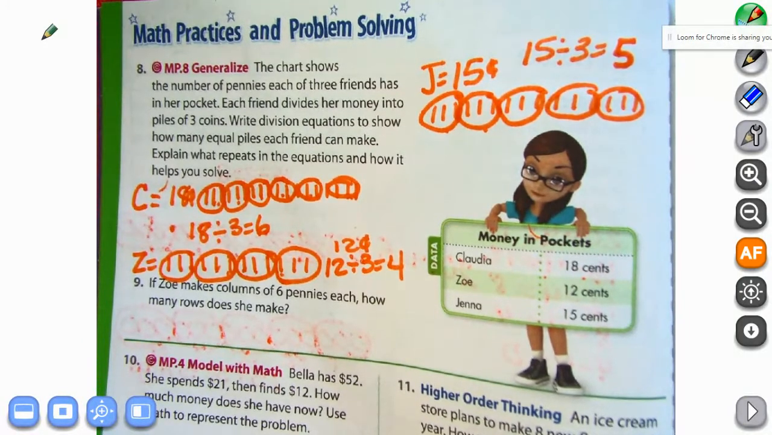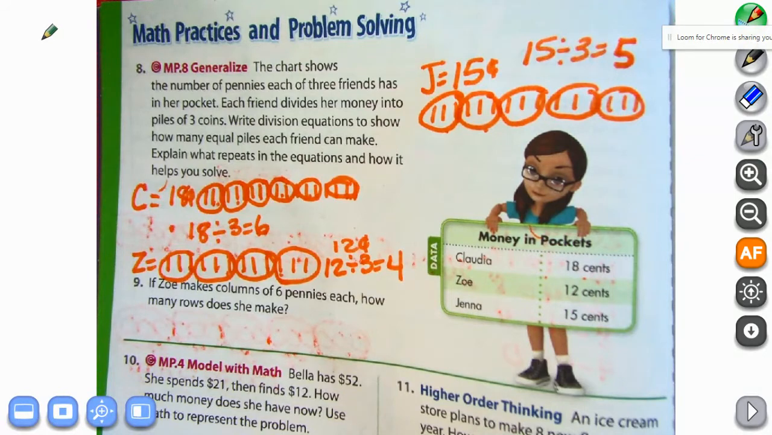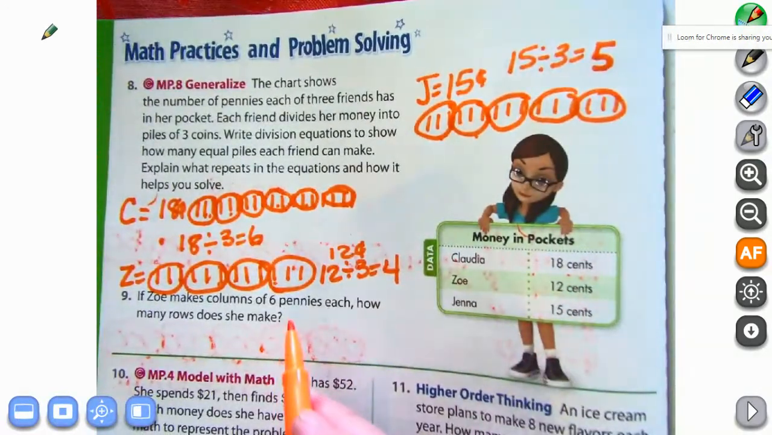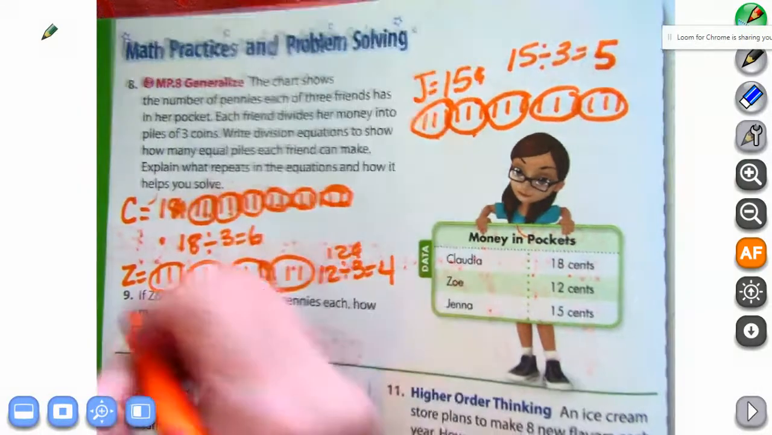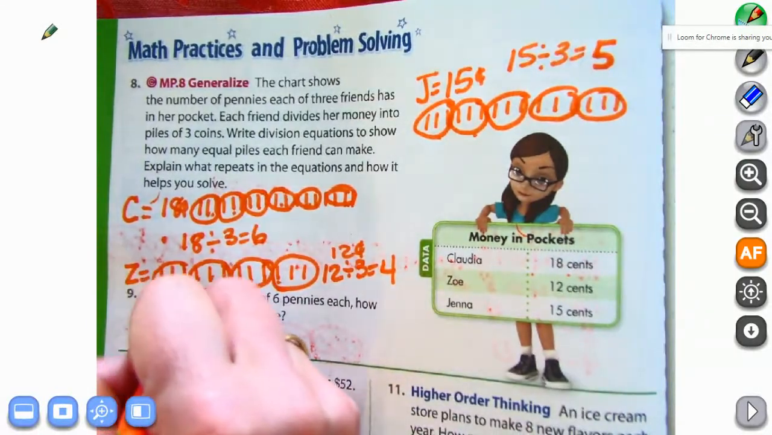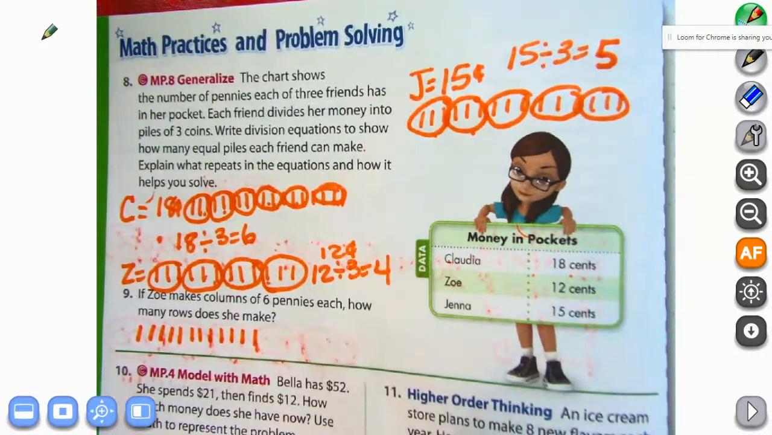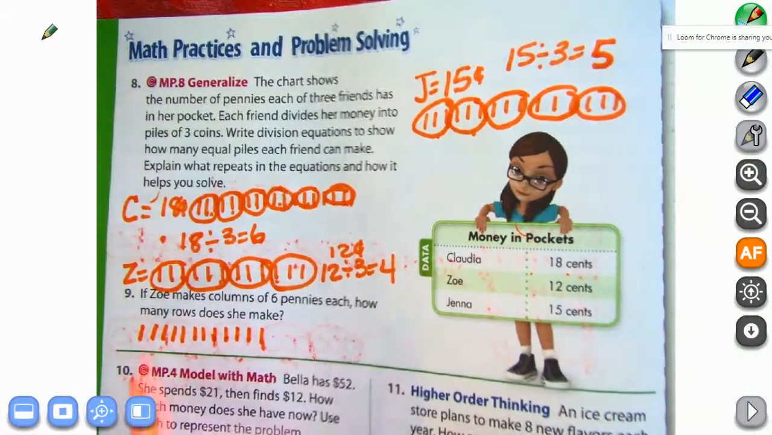Number 9 says, if Zoe makes columns of 6 pennies each, how many rows does she make? So Zoe, look at Zoe. Zoe has 12 cents. And if we make them into groups of 6 pennies, how many rows will she make? So 1, 2, 3, 4, 5, 6, 7, 8, 9, 10, 11, 12. Okay? We're going to make groups of 6.